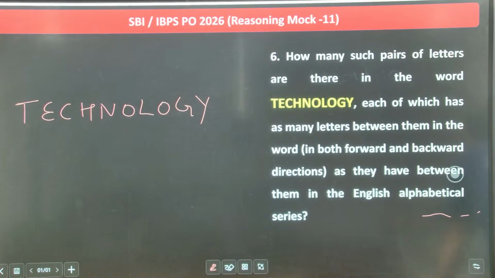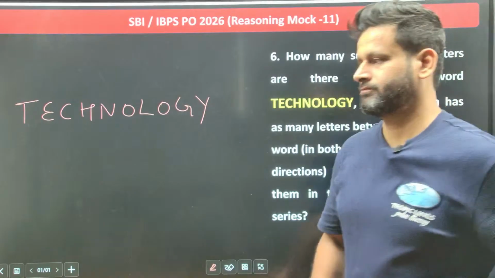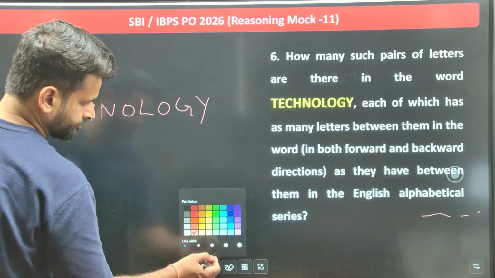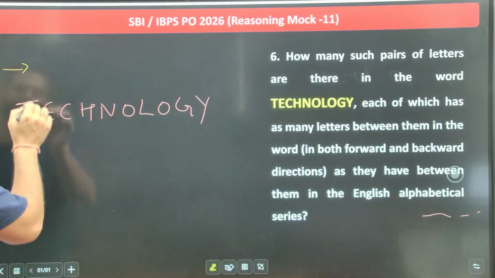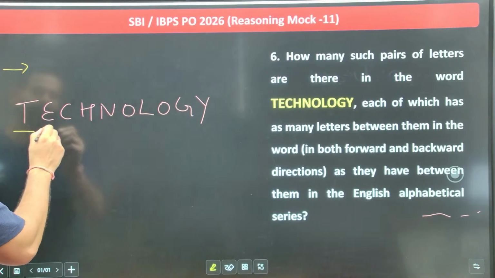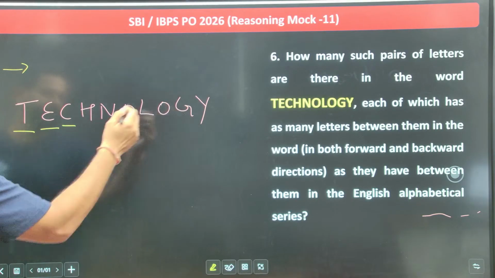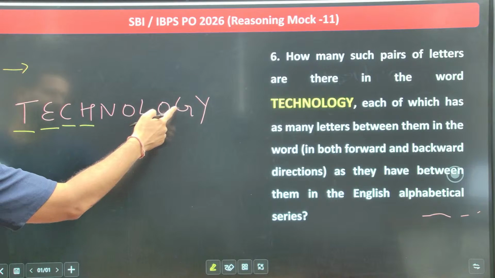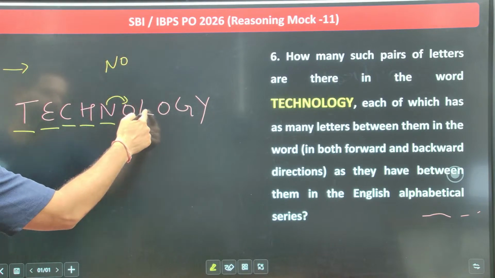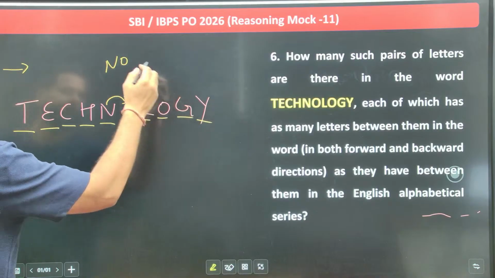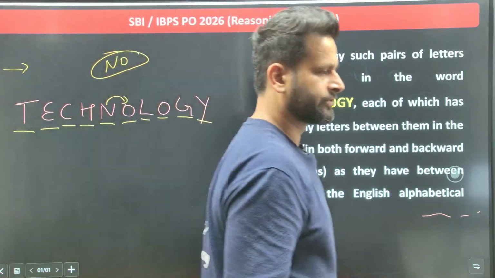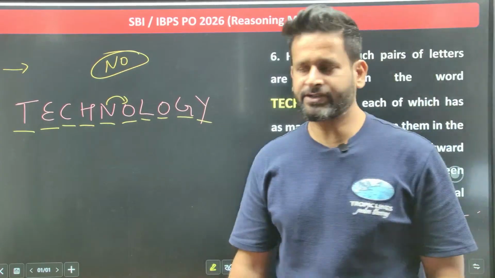Technology. The word given to you is technology. Forward direction: T, U, V, W, X, Y, Z. E, F, G, H, I, J, K, L, M. C, D, E, F, G, H, I, J. H, I, J, K, L, M, N. N, O. P, Q, R, S. L, M, N, O. Not there, not there, not there. Forward we have just one, that is NO. In forward direction we have just one pair, that is NO.